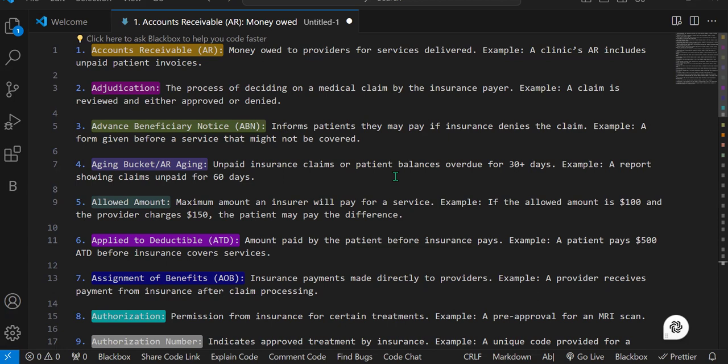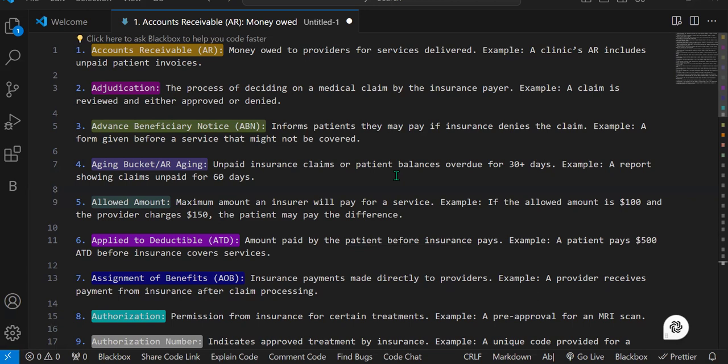Aging bucket, or aging: unpaid insurance claims or patient balances overdue for 30 plus days. Example, a report showing claims unpaid for 60 days. For example, the claim goes to the insurance company, but the insurance company does not pay the claim. Those claims are called aging bucket or AR aging.